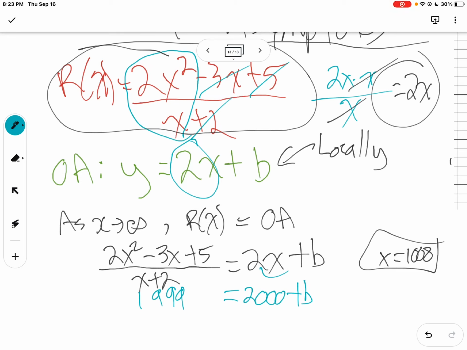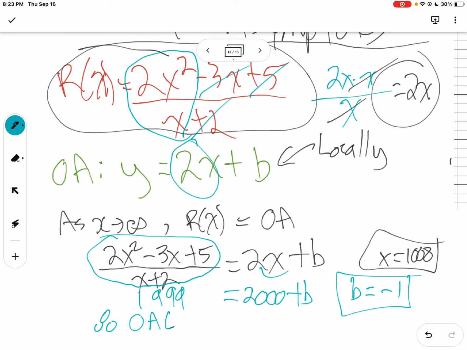1999, rounded to the nearest one. Well, it's 1998.997, I think. So this right here is worth 1,999 if x is 1,000. And over here, it's 2,000 plus b. Well, what is the value of b to make that equation true? Well, b will equal -1.